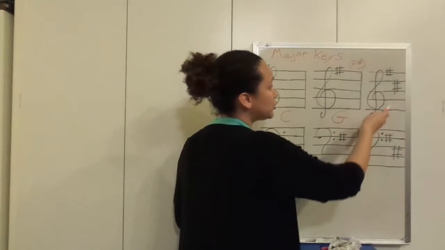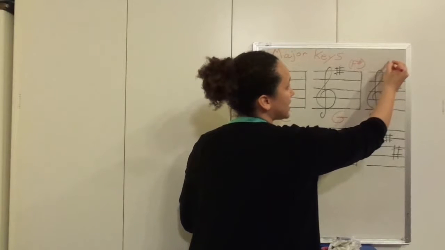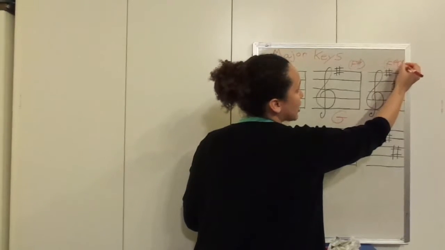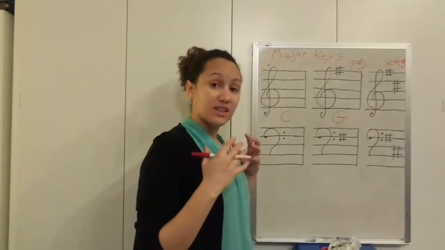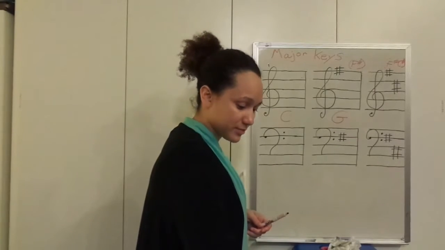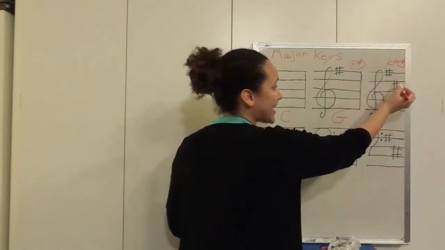Now if we have two sharps, the first one will be F and the second one will be C. So I'm going to put that here, F sharp, and then C sharp. I'm going to fit it in really skinny. Now the scale of D major has two sharps, F sharp and C sharp.